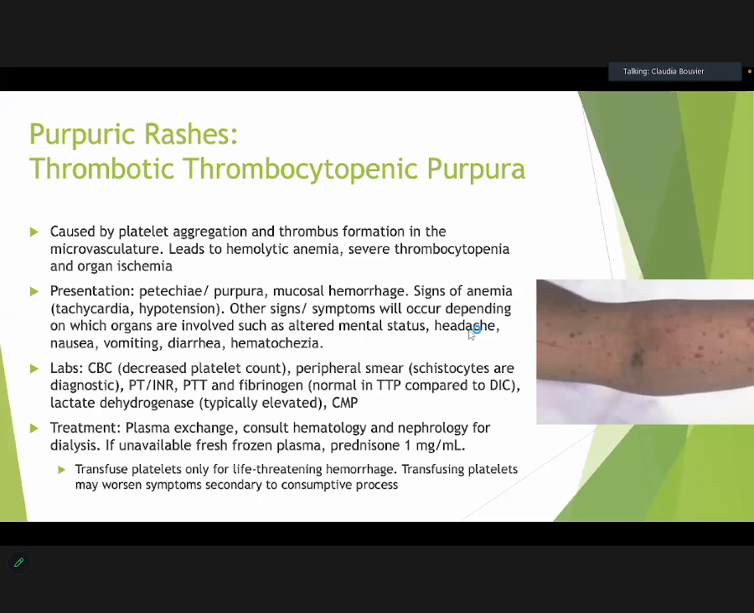And then you can also, if you don't have the ability to do plasma exchange, which is a lot of places, you can administer fresh frozen plasma, and then you can also give prednisone. And then otherwise you're doing supportive care. You only want to transfuse platelets if there is a hemorrhage and it's life-threatening, because when you give platelets, their body just eats them, and then that makes the disease process worse and can lead to further organ damage. So you really only use platelets if you absolutely have to.